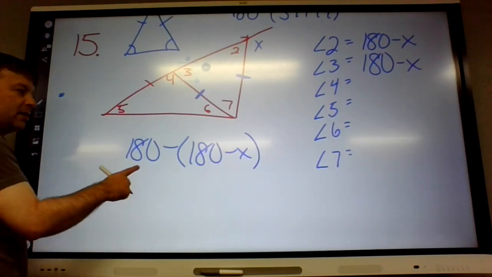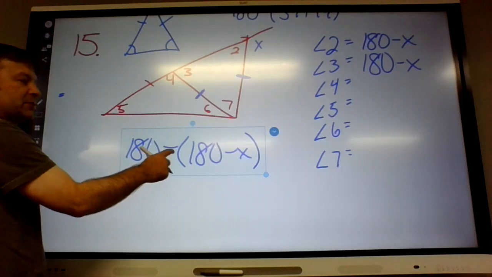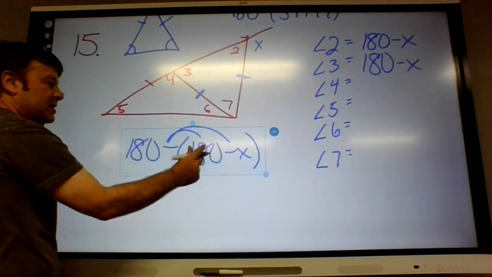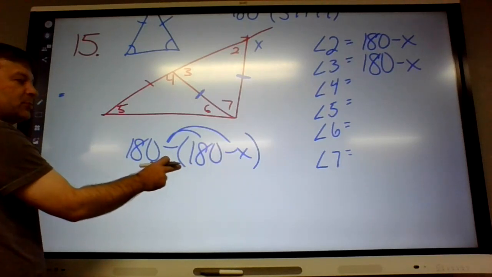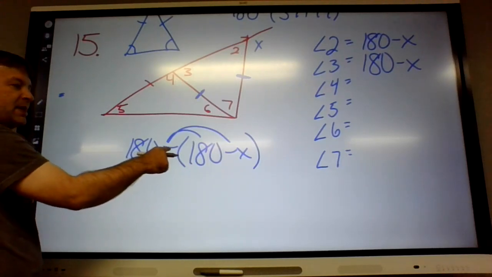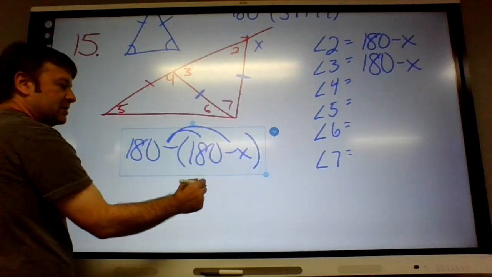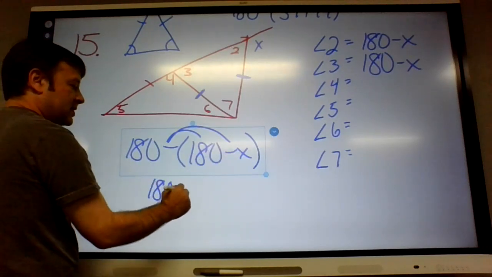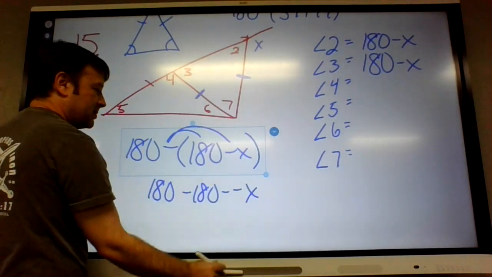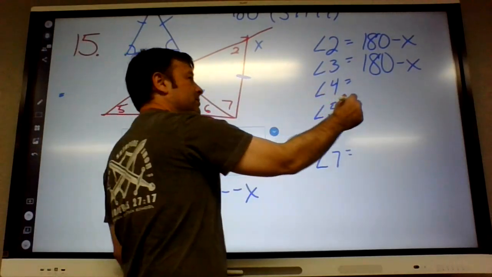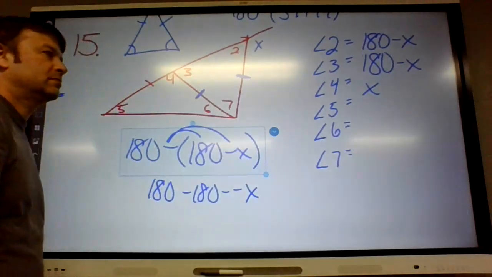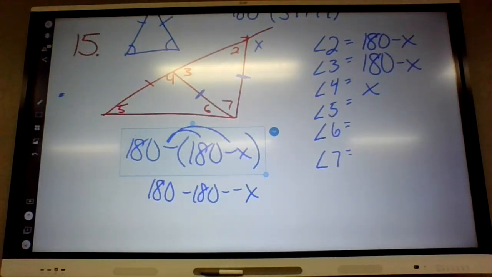Yep. That's crazy. Okay, so when you're subtracting like this, you have to subtract both of these. So it's kind of like 180 minus 180, and that just goes away, you know? But it's also minus minus x. So what's minus minus x? Plus x. So it's just x for angle 4.